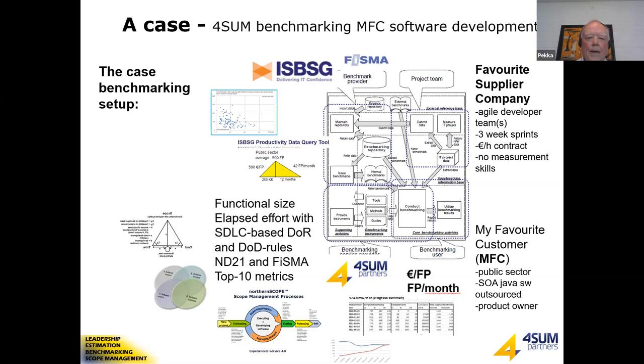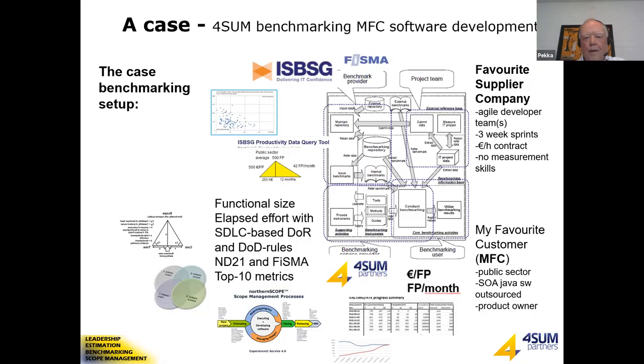And then finally, there is the FiSMA top 10 metrics, where FiSMA has published the top 10 metrics, and it can be found on the FiSMA website in English. Clicking the in English on the FiSMA website, you can see what are the recommended top 10 metrics. Anyways, we have taken some of the metrics to this case from this FiSMA top 10. Not many, we don't need many measurements, but some of them. And then we are using Northern Scope concept and experience service tool, which also includes some benchmarks. So these are the things that FiSMA has agreed with MFC company or customer.